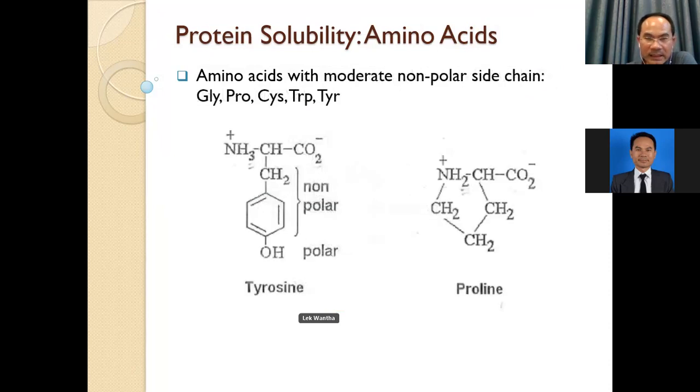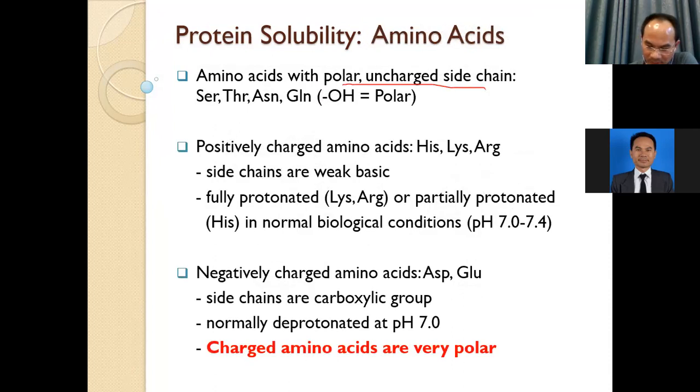And the next is for moderate non-polar. And this is for the polar group with an uncharged side chain. This is a polar group of amino acids, like serine, threonine, and glutamine, for example. Most commonly this is an OH group.